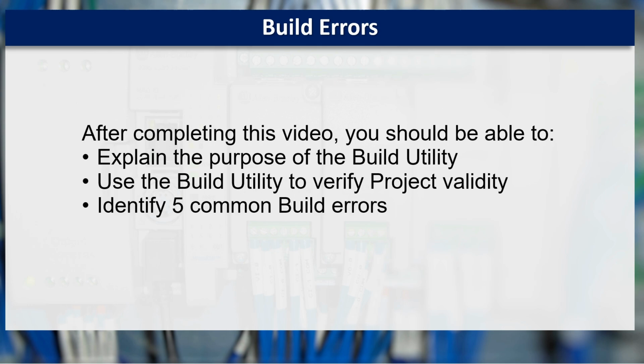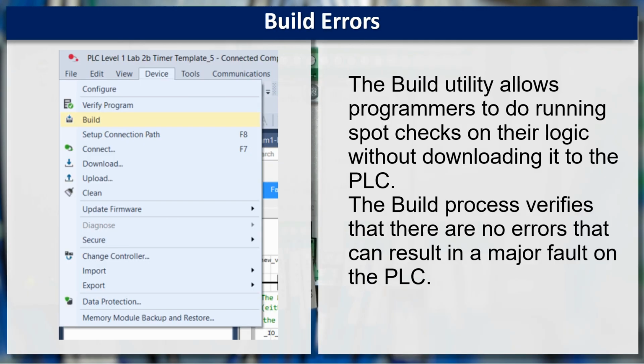The build utility allows programmers to do running spot checks on their logic without downloading it to the PLC. It also won't let you download if there's an error. The build process verifies that there are no errors that can result in a major fault on the PLC.